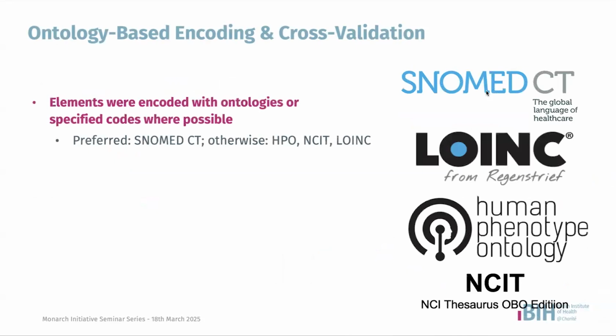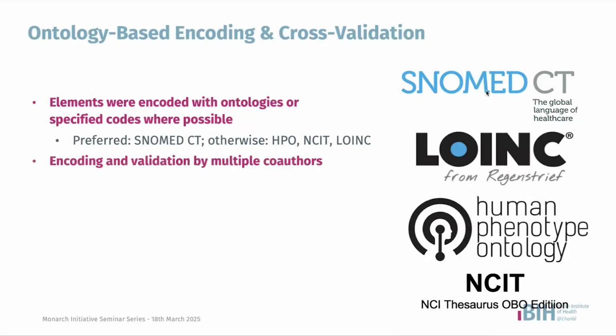So all data elements and all value sets were encoded, specified with ontologies or specified codes where possible, preferring SNOMED CT, but also otherwise, for example, for phenotyping, HPO, of course, and others, NCIT, allowing for measurements mainly in genetics as it is defined in the Genomics Reporting.